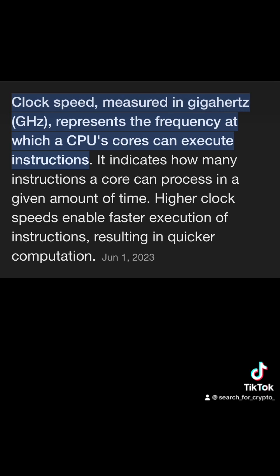Modern CPUs are measured by two things: clock speed and cores. Clock speed is measured in gigahertz, which represents the frequency at which a CPU's core can execute instructions. It indicates how many instructions a core can process in a given amount of time. Higher clock speeds enable faster execution of instructions, resulting in quicker computation.